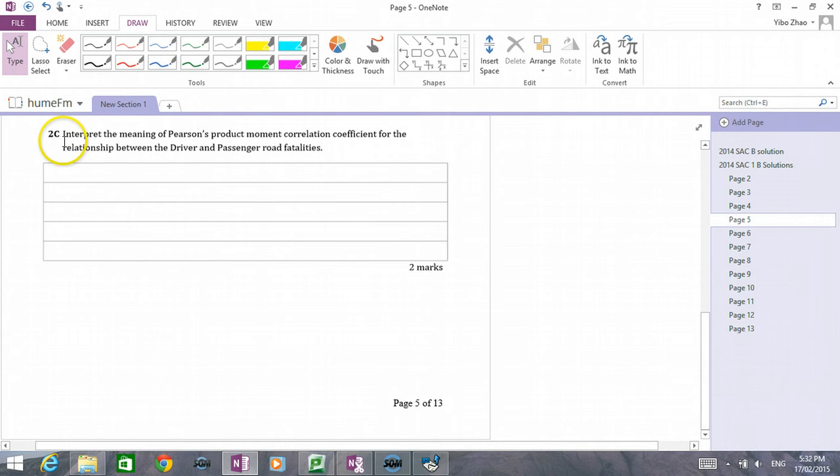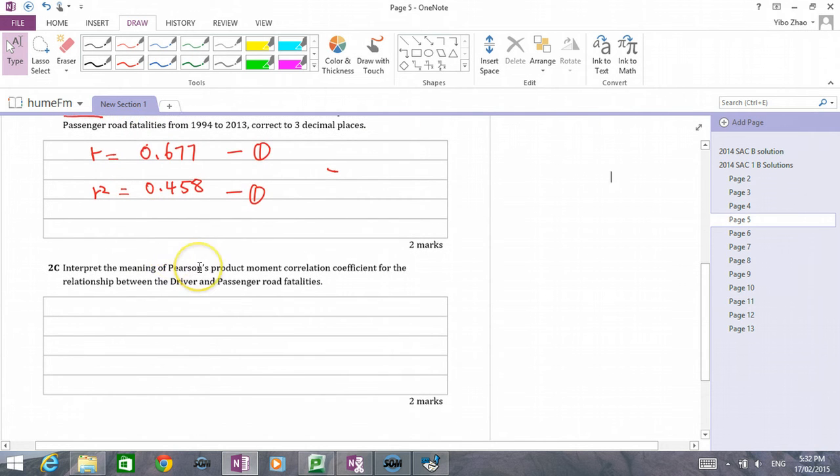Question 2C. If you read the question, it is basically asking you to explain the meaning of R, Pearson's product moment correlation coefficient. So what we do first is we write it down: R equals 0.677.